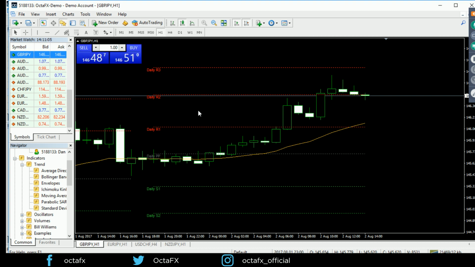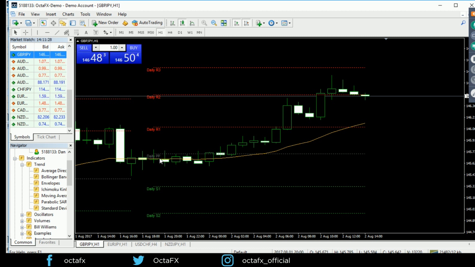So here we're looking at the pound against the yen on the hourly chart. Here we have our daily pivot level. Now let's take a look at what happened on this chart in terms of pivots and in terms of the strategies that we were talking about. So here's the daily pivot. Above here, the bias is bullish. Below here, the bias is bearish.